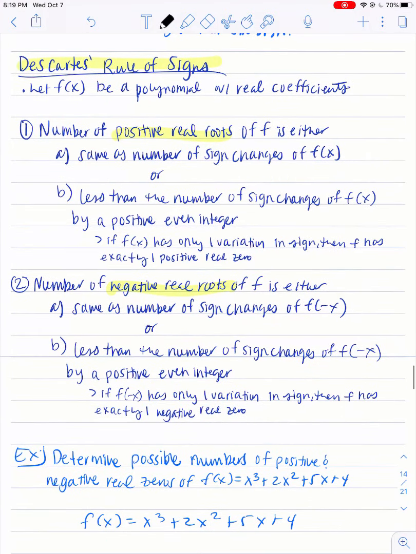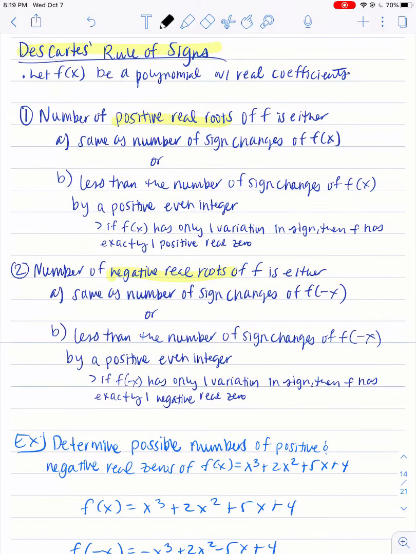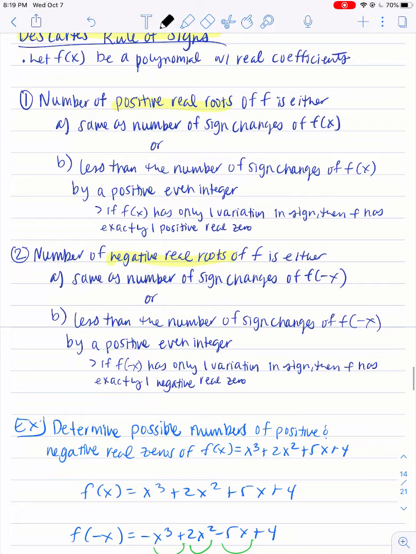So this rule is Descartes' rule of signs. Let f of x be a polynomial. The number of positive real roots of f is either the same as the number of sign changes of f of x, or less than the number of sign changes by a positive even integer. But if f of x has only one variation in sign, then there is exactly one positive real zero.